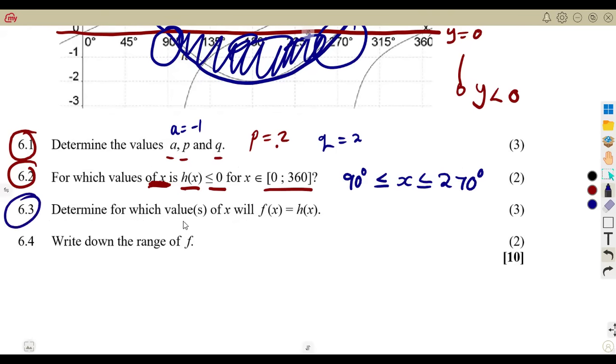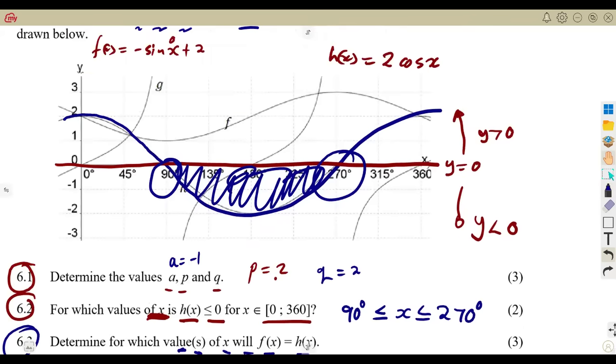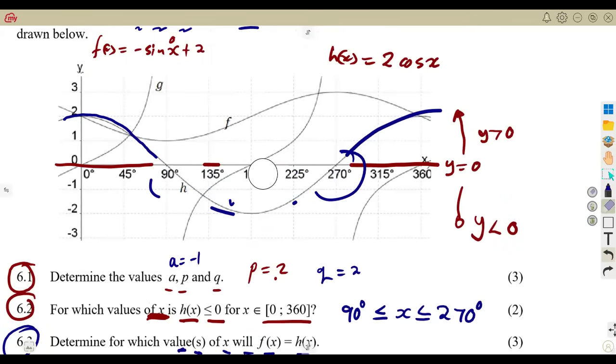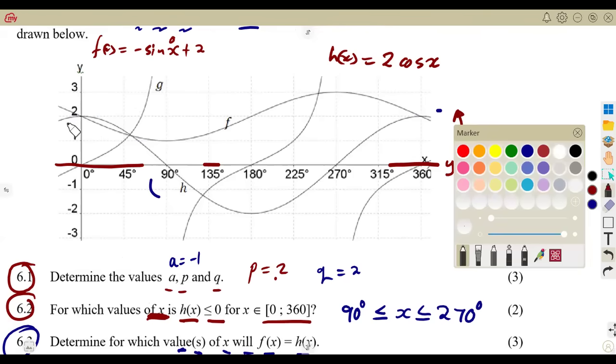Determine for which value or values of x will f of x be equal to h of x. Where are we having these two being equal? f of x and what? And h of x. Where are they equal? This is our f of x, remember? Our f of x is the graph of sine, this one. So where are they equal? They just need a point of intersection.